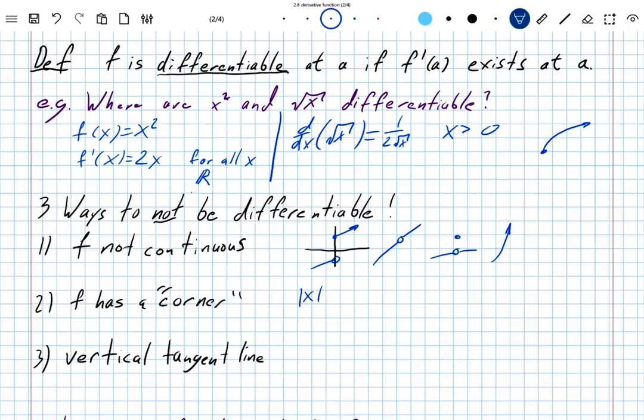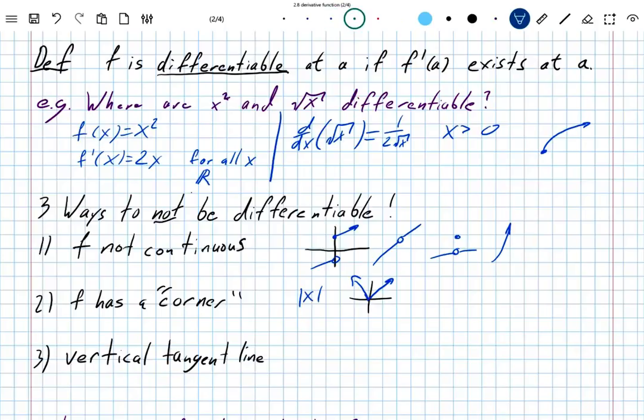Absolute value of x is continuous. There are no holes, breaks, or jumps. But if you graph it, it has this sharp corner right here. And so the limit on the left in that derivative is going to say, oh yeah, -1. And on the right, it's going to say +1. But because of that difference on the left and the right side, it won't have a derivative.